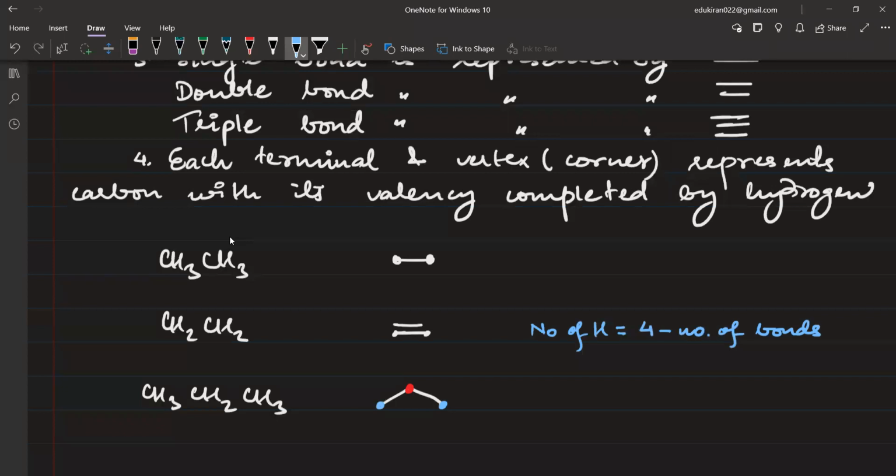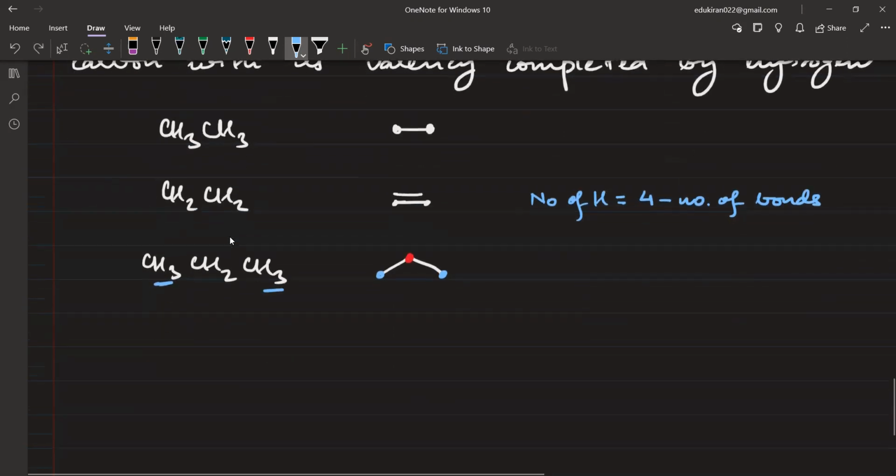So if you see the red one, it is having 2 bonds, so there will be 2 hydrogens in the red one. Listen very carefully, guys. The blue one is having only 1 bond, so the number of hydrogens in the blue one is 3. And as you can see here also, it is 3. For the red one, it is 2 bonds, 4 minus 2 is equal to 2 hydrogens.